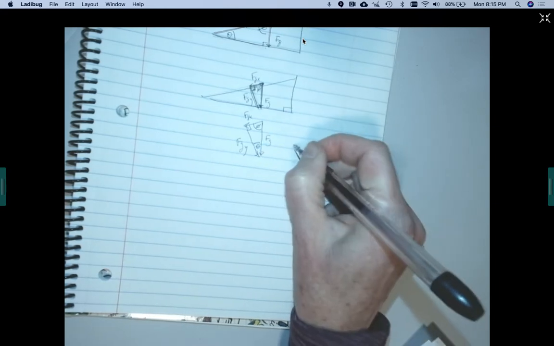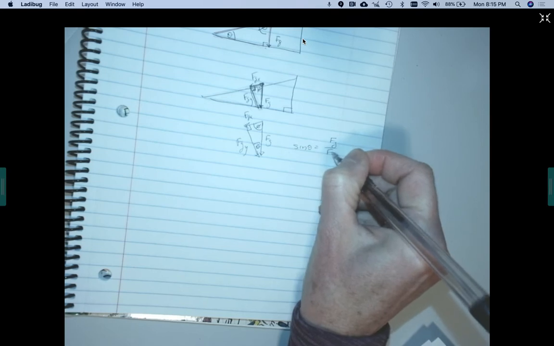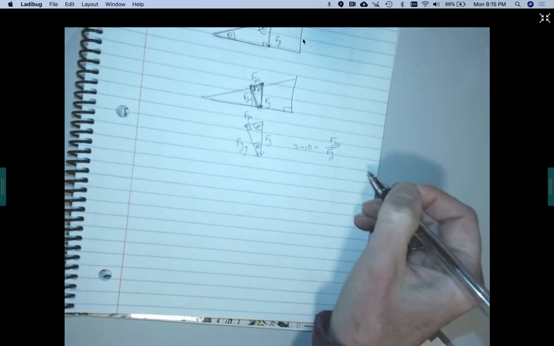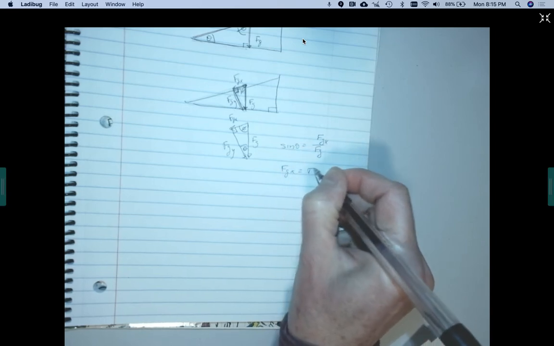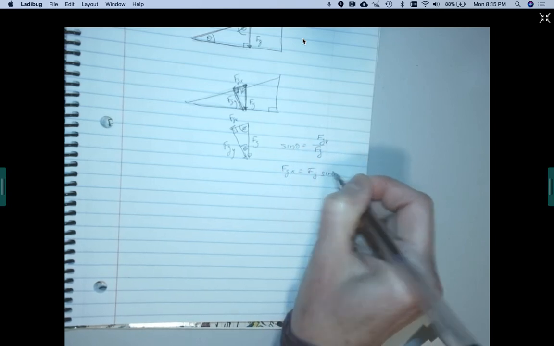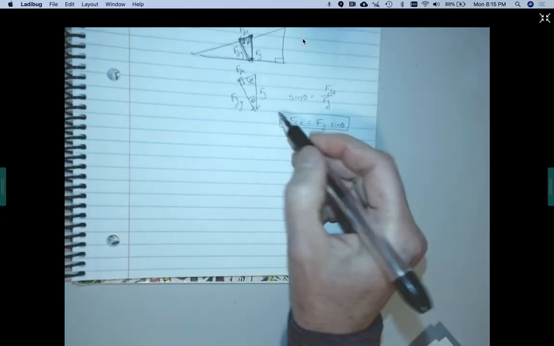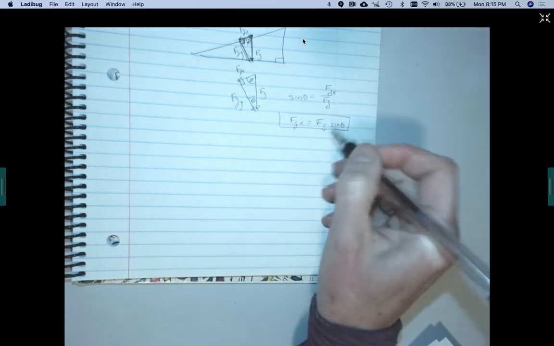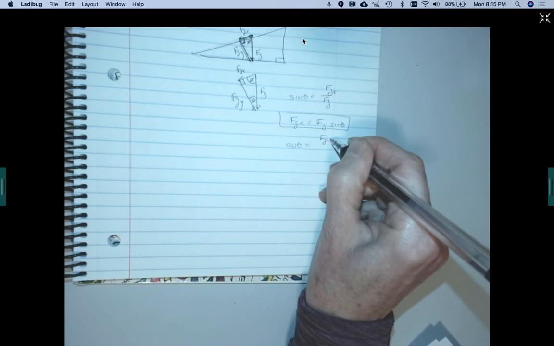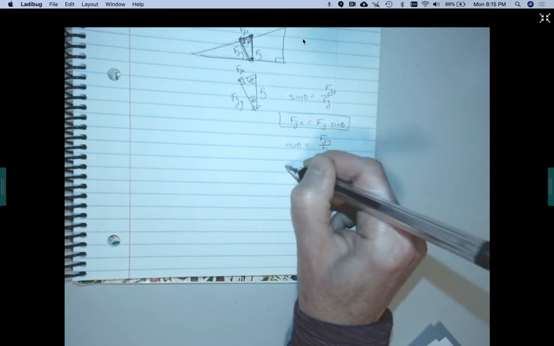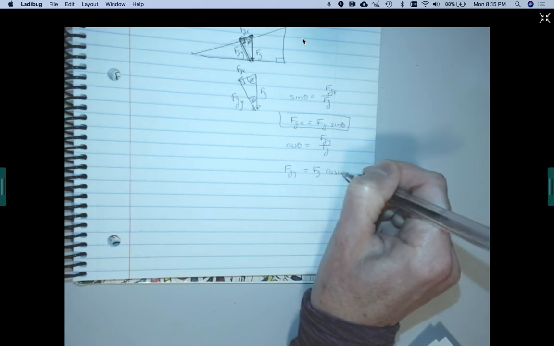I can say that the sine of theta is Fgx over Fg. So Fgx equals Fg sine theta. Okay, and then here's theta again. I'll do my cosine. Cosine theta is Fgy over Fg. So Fgy equals Fg cos theta.